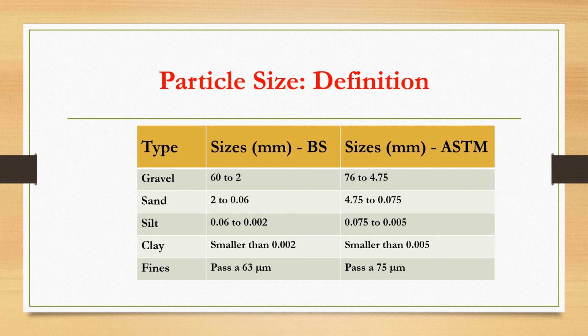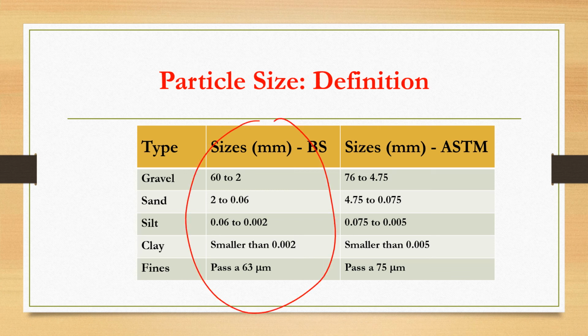This table shows a range of particle size for different types of soil with different standards. You will notice that there are slight differences in terms of sizes. In this topic, in most cases, the range of sizes for each type of soil will be discussed on the basis of British Standard and also ASTM, but we normally follow British Standard more compared to ASTM.